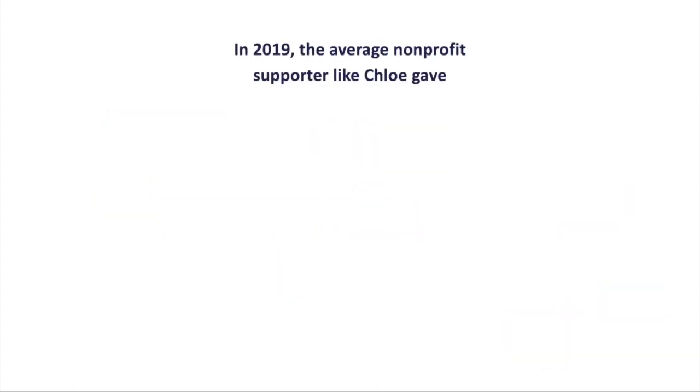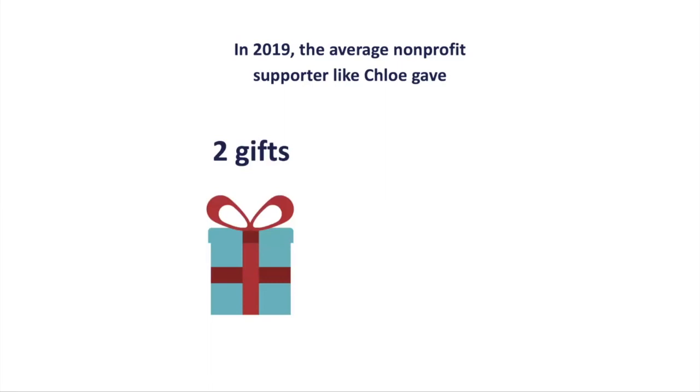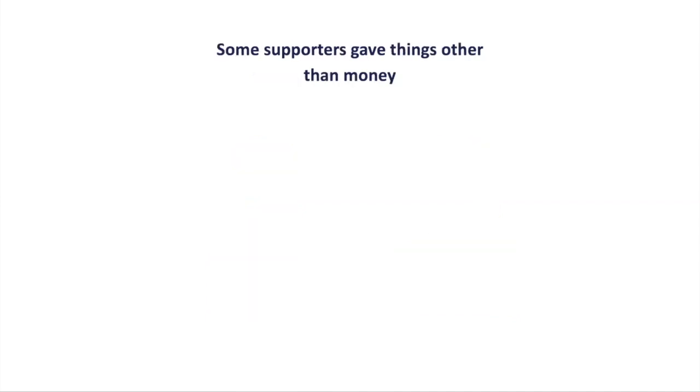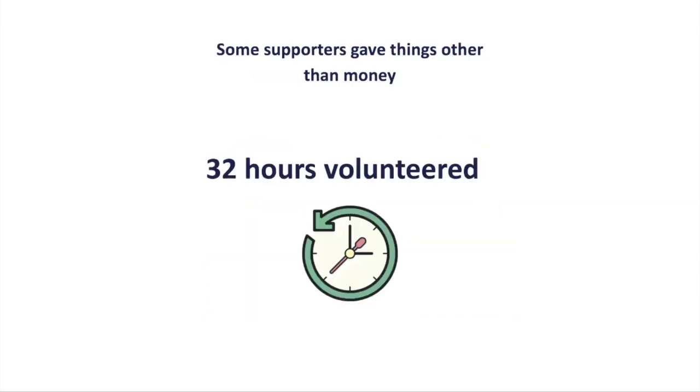What we know about last year was that the average nonprofit supporter like Chloe gave about 2 gifts of about $150. If someone like Chloe didn't give their money, then they gave their time. And the average nonprofit supporter last year gave about 32 hours of volunteer work. We know as a nonprofit that volunteer work is so important to our mission.